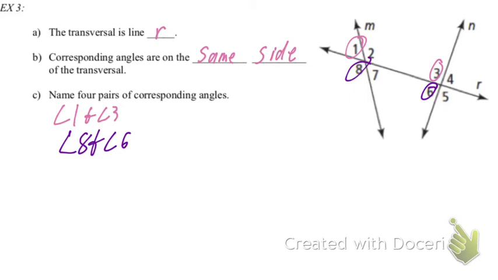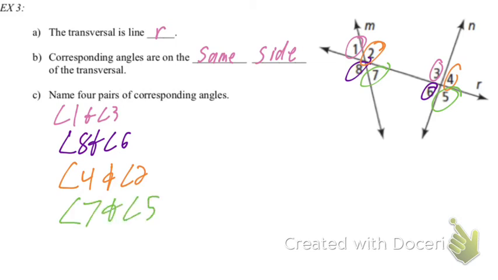Angle 4 and angle 2. Top right of their intersection. Ryan, do you want to give me the last one? Angle 7 and angle 5. The order we put them in does not matter, guys. And those are both at the bottom right of their intersection.